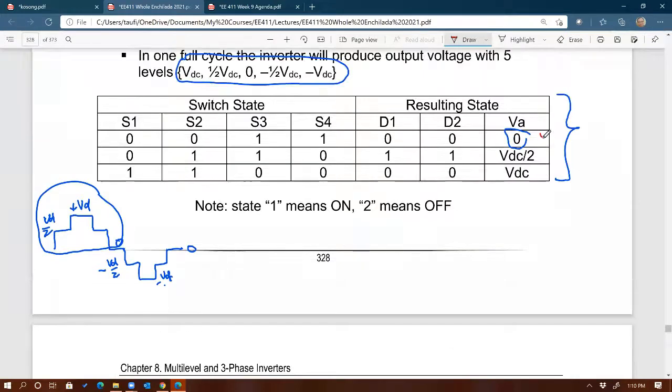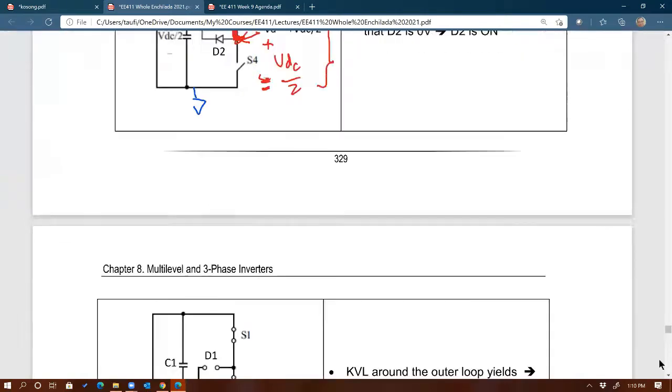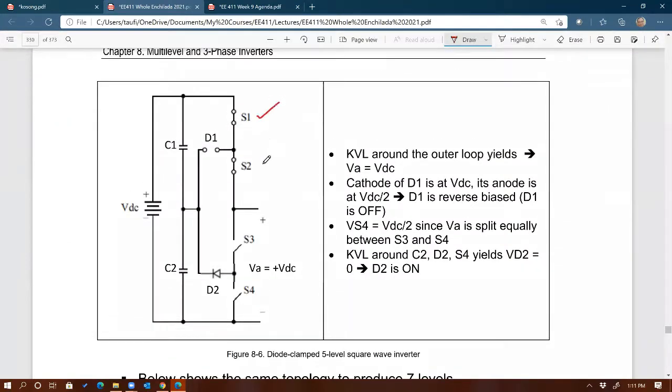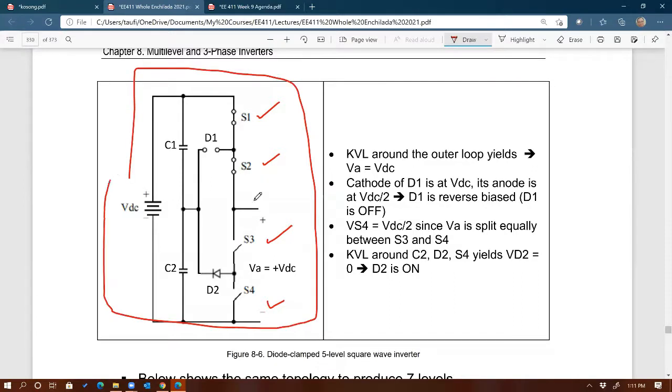So we did look at how we get 0, how to get VDC over 2. How do you get VDC? Well, VDC happens when we have 1, 1, 0, 0, right? If you do that, then you go ahead and do a KVL around this loop, and you can see clearly that the voltage across VA is VDC.